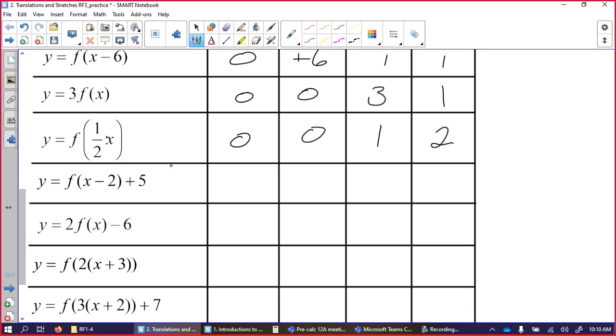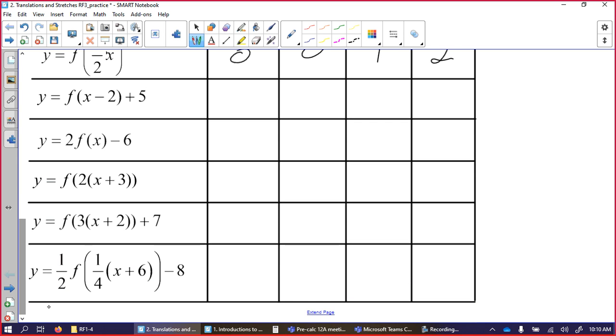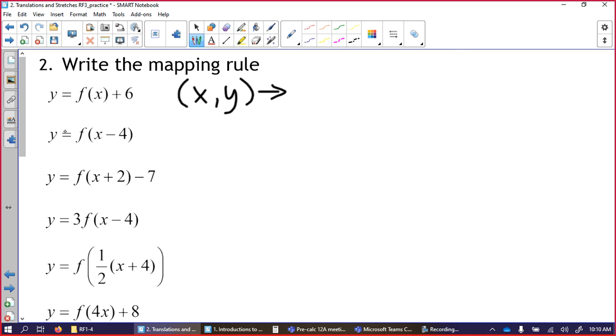Even though there's more than one thing, you guys need to be able to practice 1, 2, 3, 4, 5. Those shouldn't take long. Some of you may have those done already. So that's stating transformations. Now, a mapping rule.